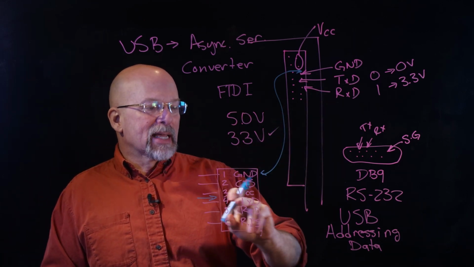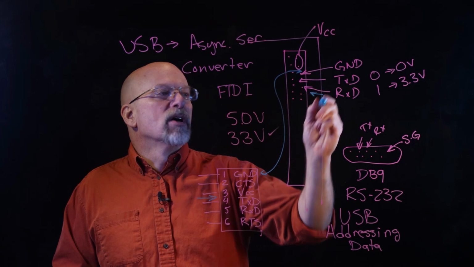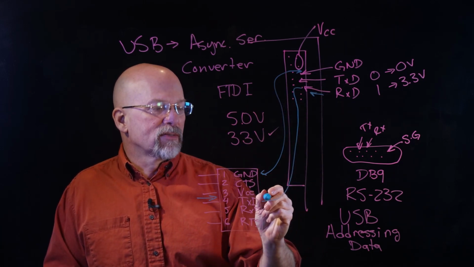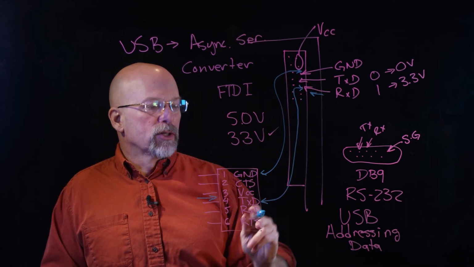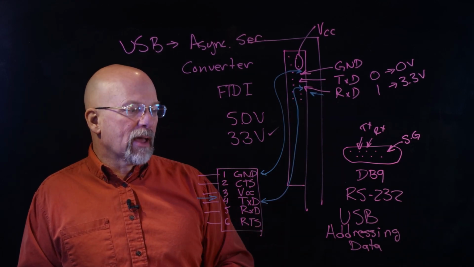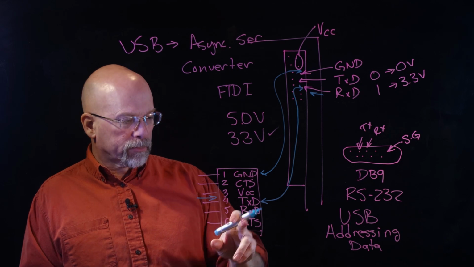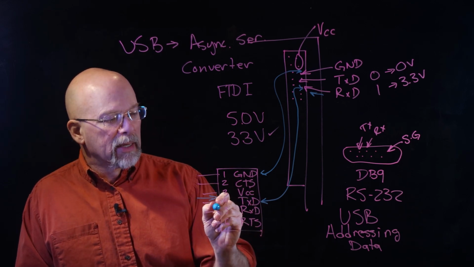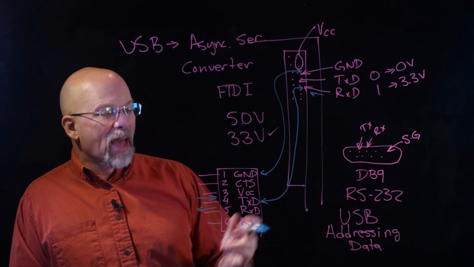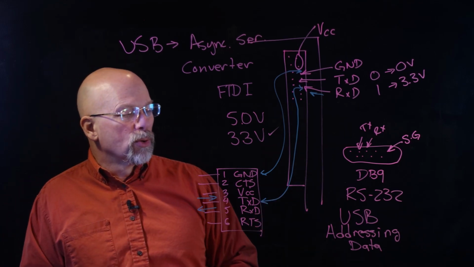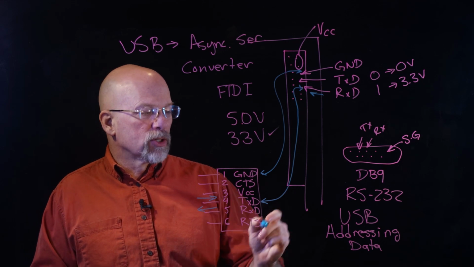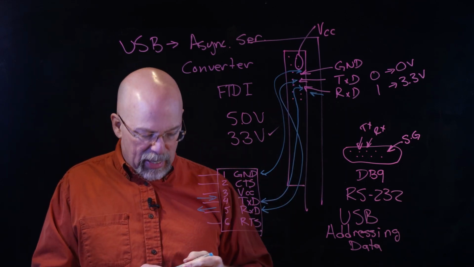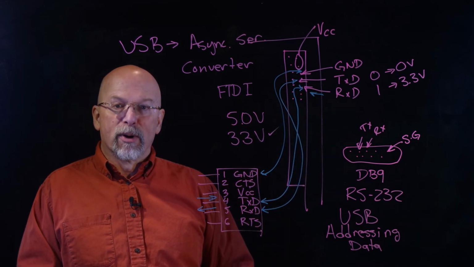That means that that data has to go into the receive data. So we're going to connect the receive data to the transmit data on the FTDI circuit. The receive data for the FTDI adapter, that's where data is going to be coming into our machine, our development machine. So that needs to be connected to the transmit data from our Raspberry Pi.